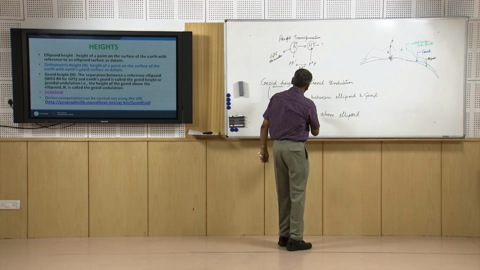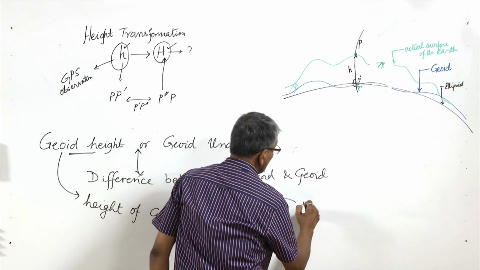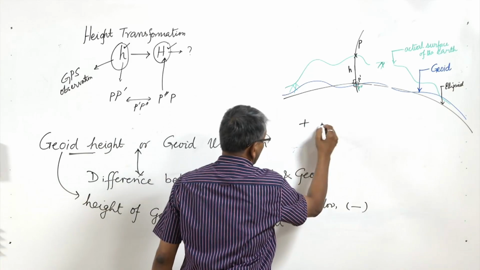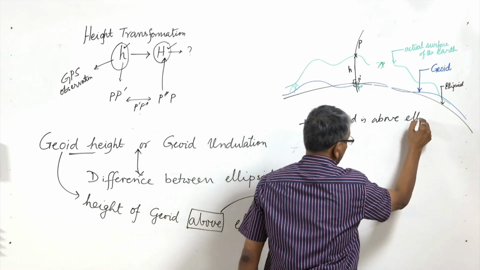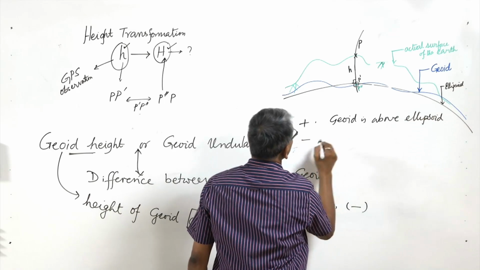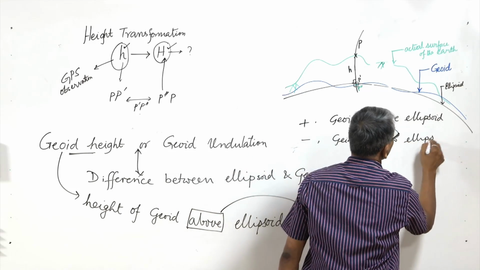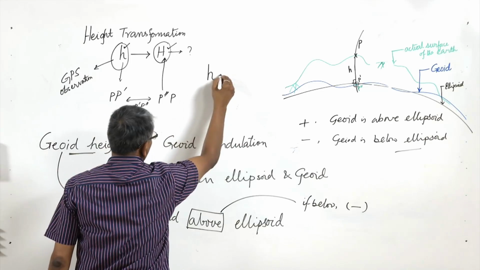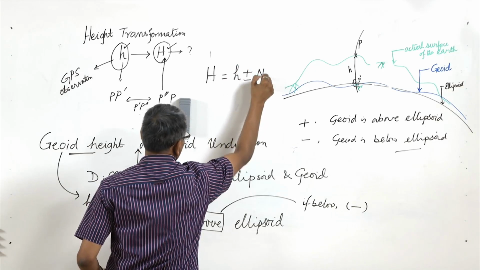Now in this, that means height above, I have written. If it is below, then it will be denoted as negative. So positive means the geoid is above the ellipsoid, and negative means the geoid is below the ellipsoid. Anyway, what we can find now is that capital H is small h plus or minus N.